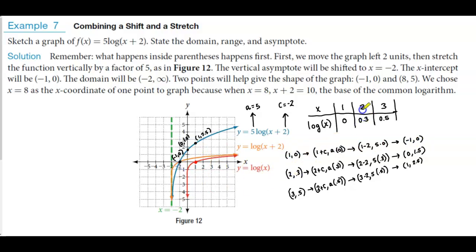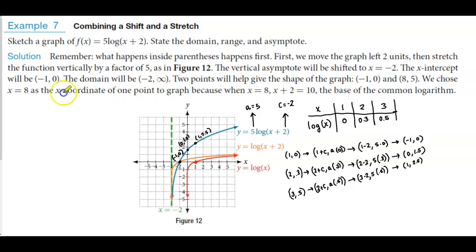If we take a look at our (2, 0.3), again, it's 2 plus c, and a times the value of 0.3. So 2 minus 2 is 0. 5 times 0.3 is 1.5. So we're going to have (0, 1.5) as another ordered pair on that graph. Same thing with (3, 0.5). If we have 3, we're going to add c to that, meaning we're going to subtract 2, which gives us 1. And then the factor of 5 times 0.5 is 2.5. So if you take a look at 1, and then up here is 2.5. So those are the 3 points on the graph.